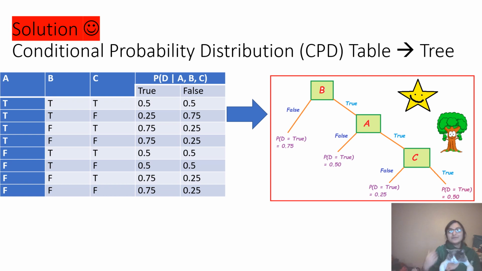What we're going to end up seeing is that if you have this conditional probability distribution table for D, the probability distribution of D being true or false because it's a Boolean random variable, given these values of A, B, and C, how do we take this table and transform it into a tree like this?